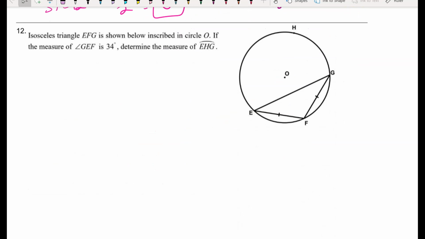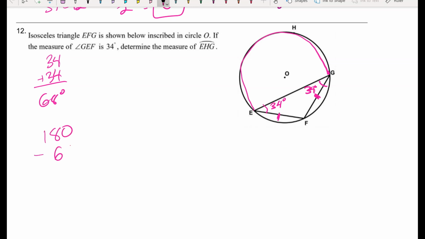Number 12. Isosceles triangle EFG is shown below, inscribed in circle O. The measure of angle GEF is 34 degrees. Find the measure of arc EHG. Alright, so this is an isosceles triangle. So I know that base angle down there is 34. So 34 plus 34 is 68 degrees. Which means if I want to find angle F or angle EFG down there, the interior angles for a triangle should sum to 180. So my missing angle is 112 degrees there.